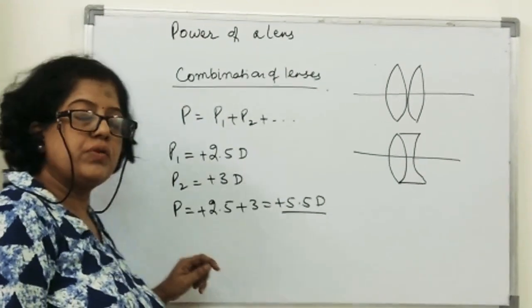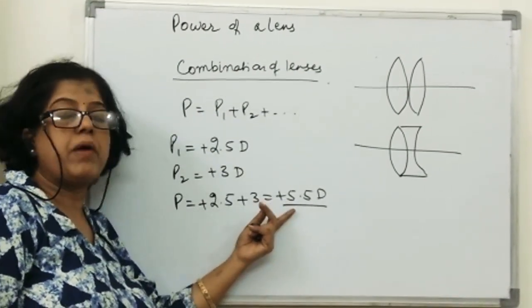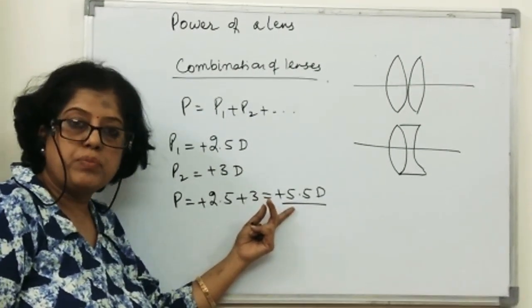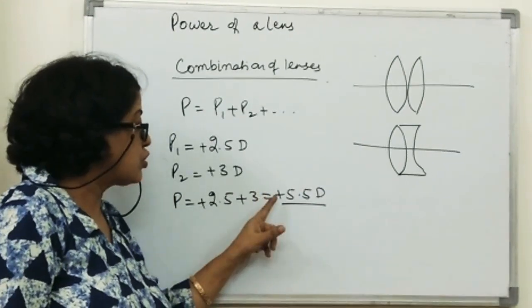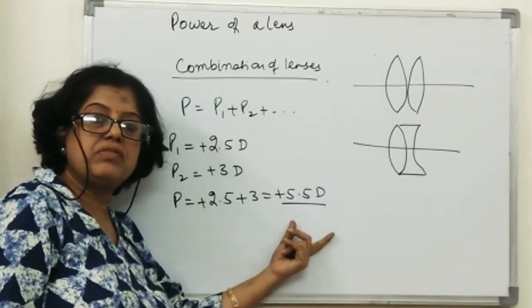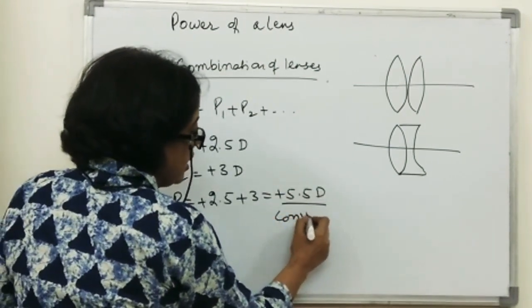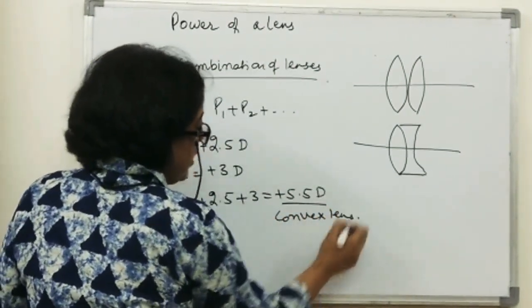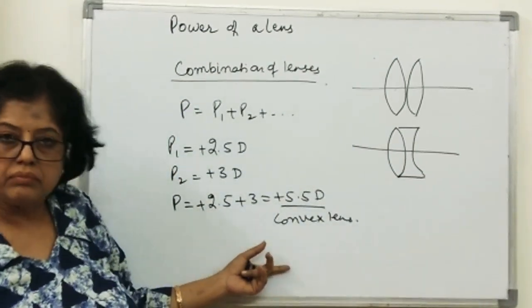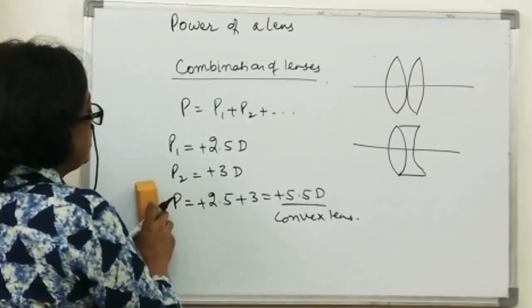So the two lenses will together act as a single lens of power plus 5.5 diopter, and because the total power is positive, the combination will act as a convex lens. So this combination will act as a single convex lens of power 5.5 diopter. Fine. Let's take another example.